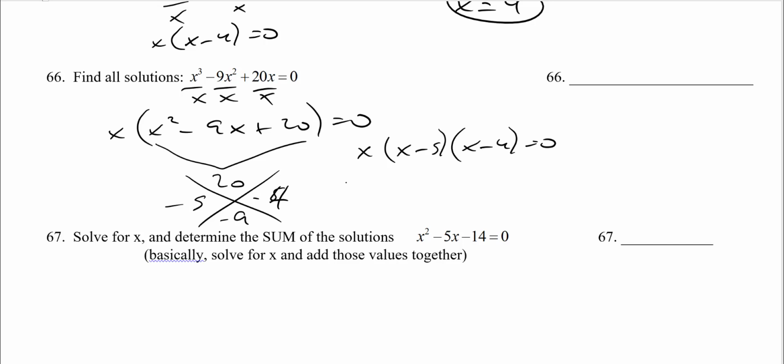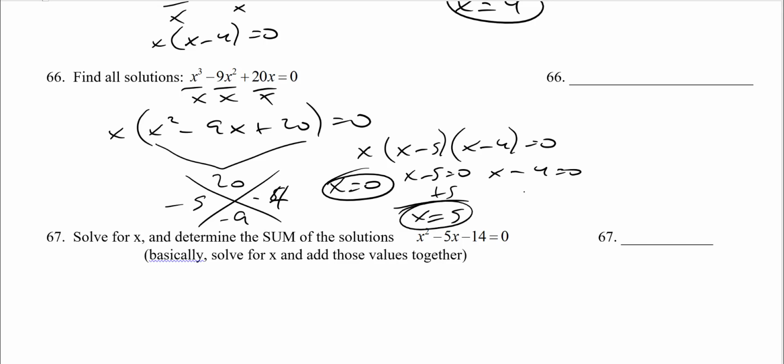And I set each of those equal to 0. So the first one is easy, x equals 0. This one's x minus 5 equals 0. And x minus 4 equals 0. So this one's set. I'm going to add 5. I get x equals 5. So that's an answer. And I'm going to add 4, so x equals 4. So I have 3 answers, 0, 4, and 5.